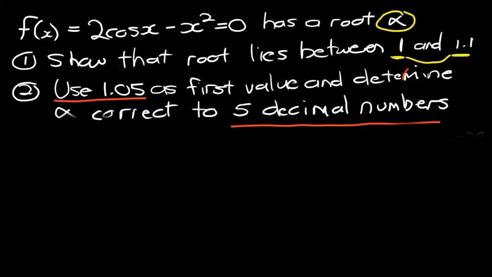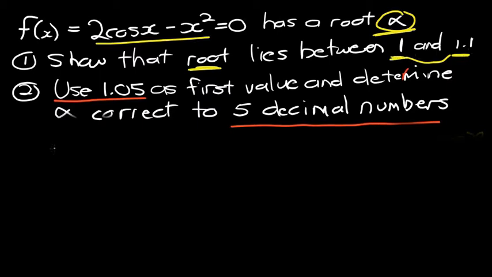We are now going to use the Newton-Raphson method, or Newton's method, as it is also called, to work out an approximated value for the root alpha of this function. But the first question relating to finding the root is to determine whether the root lies between 1 and 1.1.